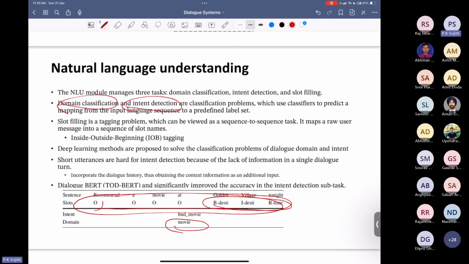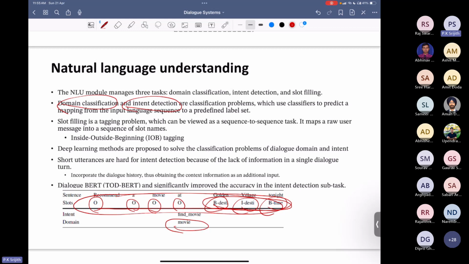So all these O's here represent something which is not useful to fill the slot, but all these B-destination, I-destination, B-time, etc. refer to the words which can be useful to fill the slot. And that can be seen as solving the standard sequence labeling task. So these are some algorithms for sequence labeling, right?